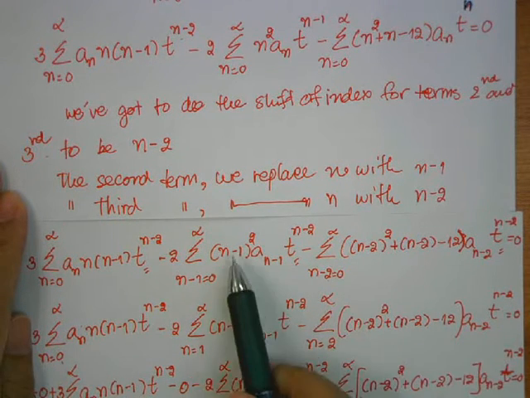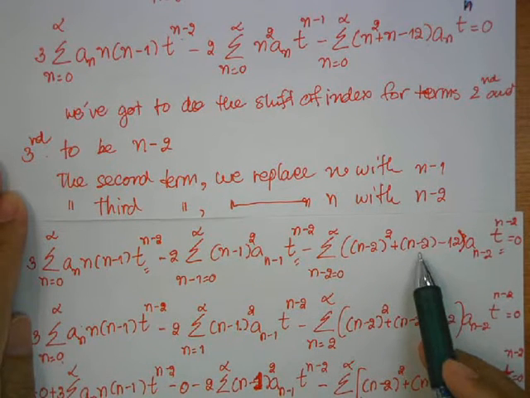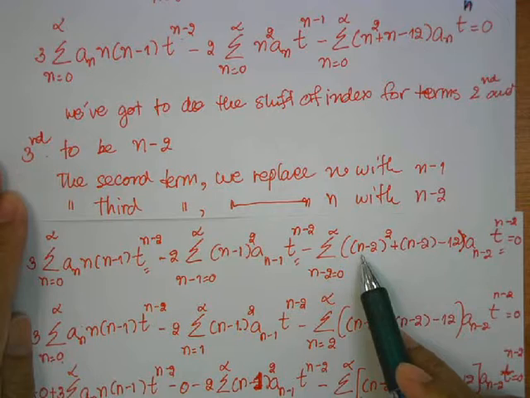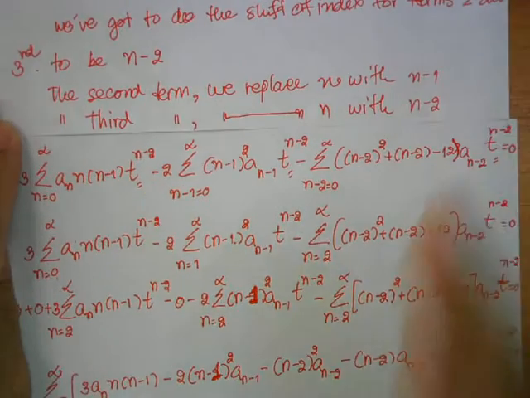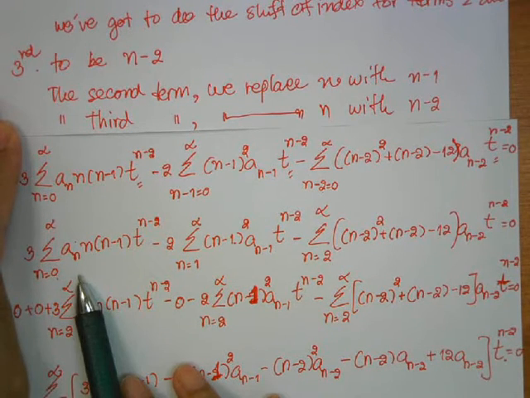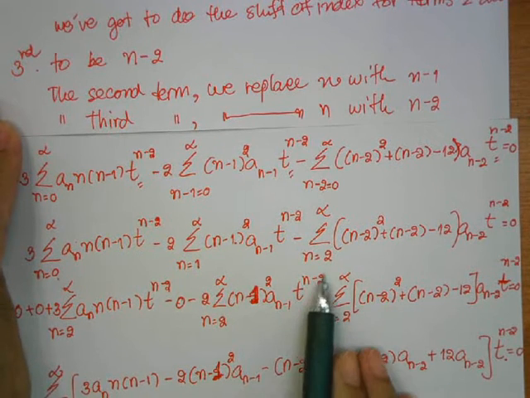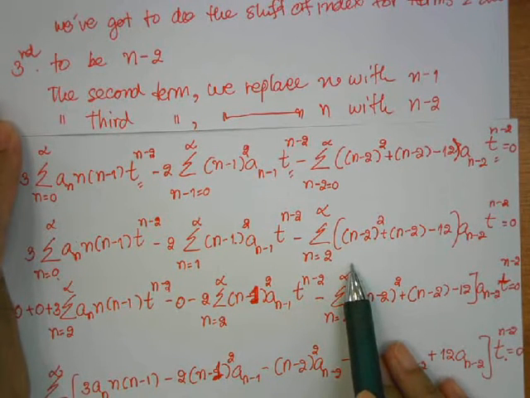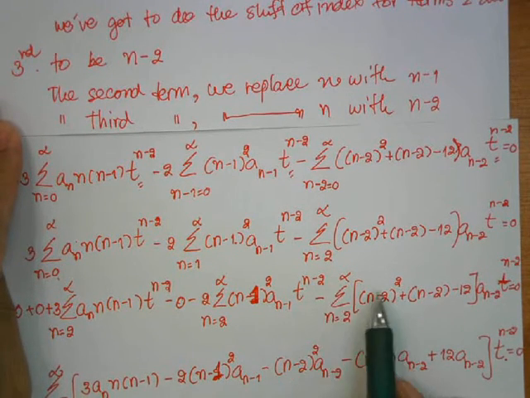So every n in the second term you replace with n minus 1, and in the third term you replace n with n minus 2. And then you rearrange it again. But if you take a look at it, the first term starts from n equal to 0, the second term starts from n equal to 1, and the third term starts from n equal to 2. You cannot combine them together unless you put n starting from the same number, which is 2.